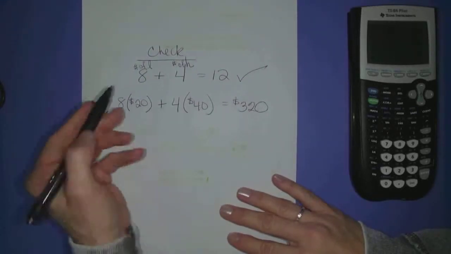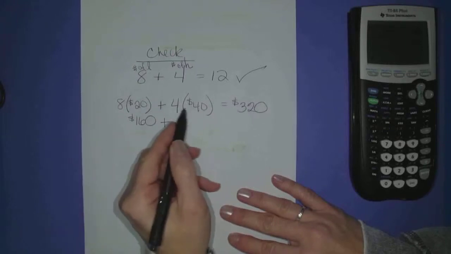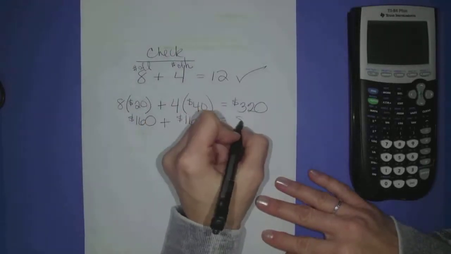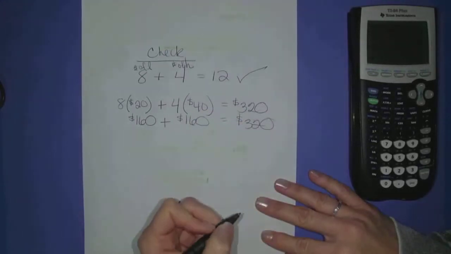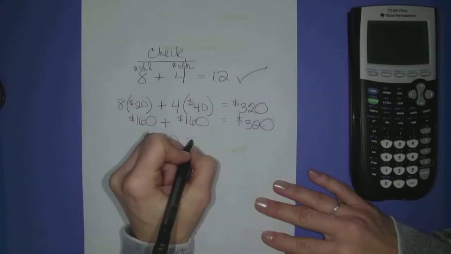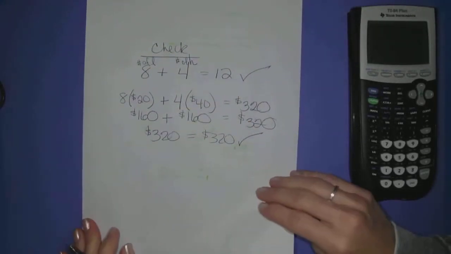Okay, so 20 times 8, all right, well, that's 160. And 40 times 4 is also 160. Does that make 320? Yeah, 160 plus 160, that is 320. So it works out, and we know we've got the right answer.